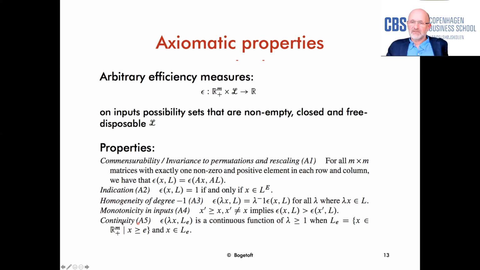And then the final one is a sort of technical mathematical one. It's continuity. It says that this function here is continuous in the lambda variable. So we don't want that you increase your input with 10% and then 11% and then 12%, going in a sort of continuous movement in the input vector, and then you see some huge jumps in the efficiency scores. The efficiency score should also gradually decline. Actually, it's declining when you increase your input. So these are natural properties, all of them you can argue.